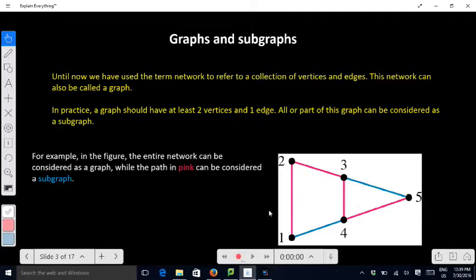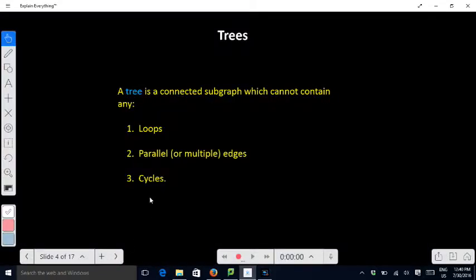So last video we had a look at this network here. So we've got 1, 2, 3, 4, and 5. And the entire network can be considered as a graph. So the entire network is a graph. However, the path indicated in pink is what's called a subgraph. And we had a look at that in the Hamiltonian paths.